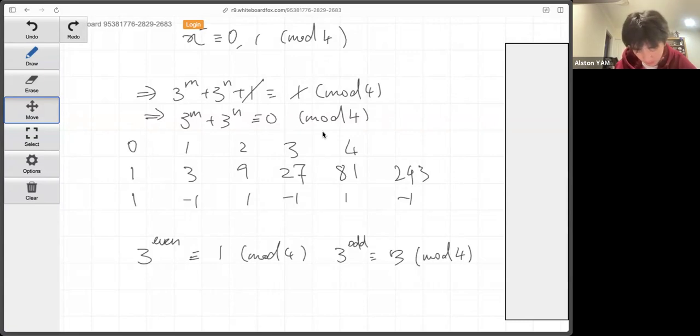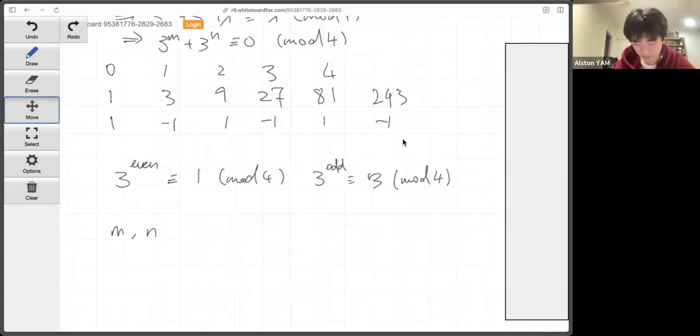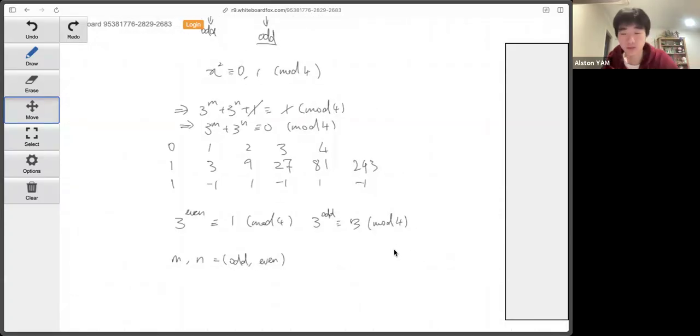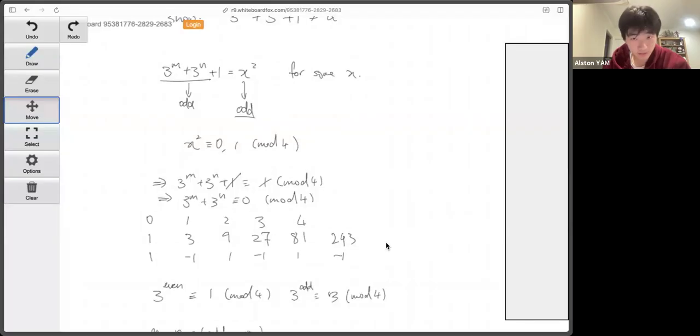So then we know that m and n are odd and even. Okay. So we know that one of them is odd, one of them is even. And that's just from mod 4. So we can actually try to analyze it under mod 8.